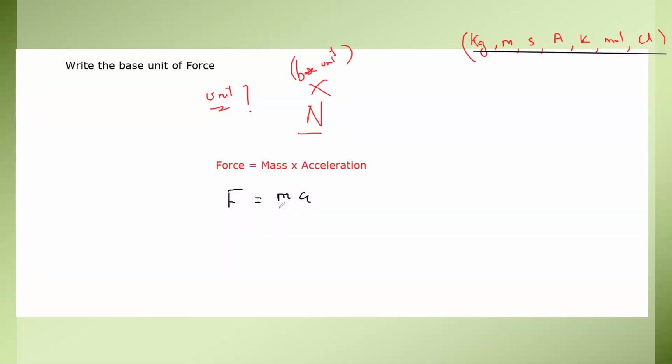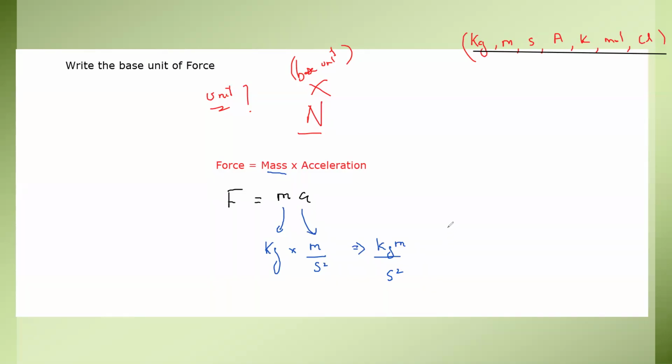So how to write the base unit? We will write the unit for each quantity separately. What is the unit of the mass? What is the SI unit of the mass? Kilogram, kg. So the SI unit of the mass is kg, so we represent m in kg. What is the unit of acceleration? Meter per second square. That's the unit of acceleration. So if I simplify this, it will be kilogram meter per second square.